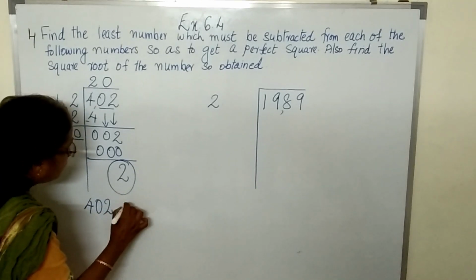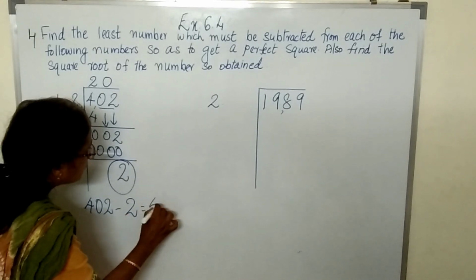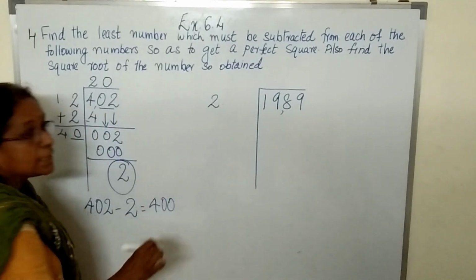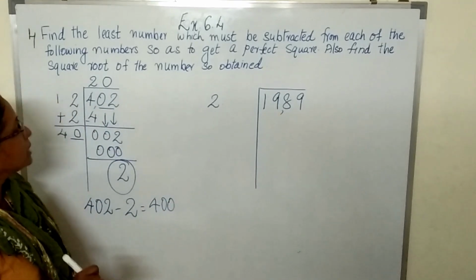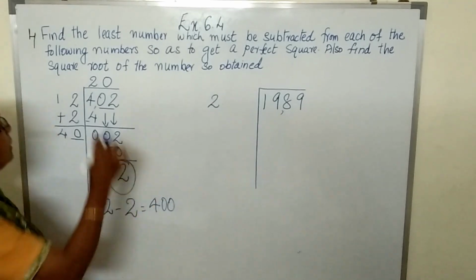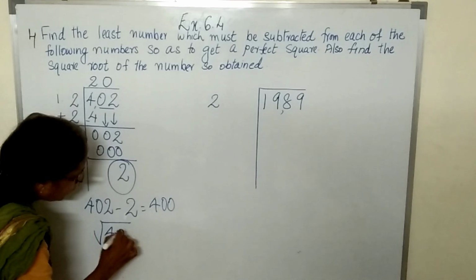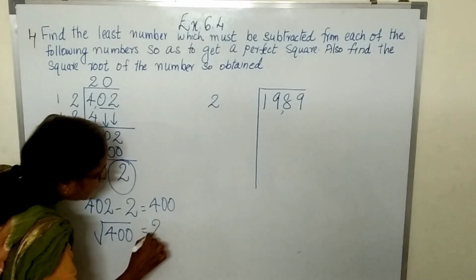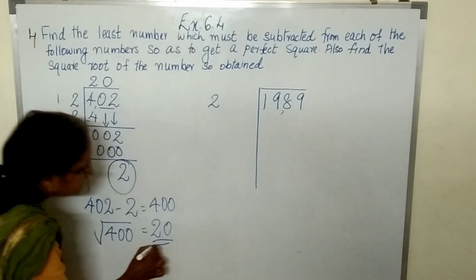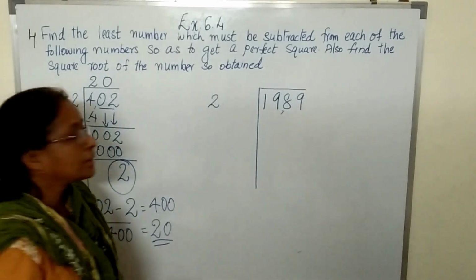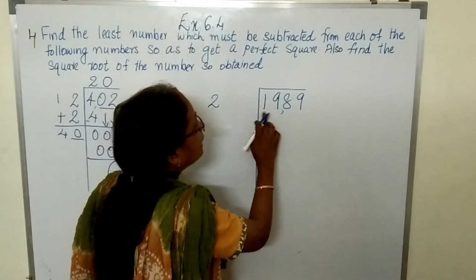402 minus 2, that is 400, is a perfect square. And what is the square root of that perfect square? 20. So the square root of 400 is equal to 20. Let us do one more example.